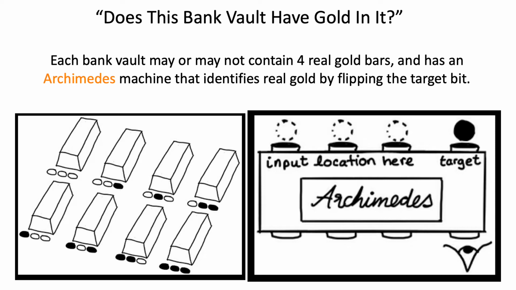Every vault has 8 gold bars, and so it has a 3-bit address, ranging from 000 to 111, or 0 to 7. And you can take 3 balls, white or black, corresponding to that 3-bit address of a particular bar. You can drop those 3 balls into the Archimedes machine along with the black ball in the target input. And if there's a gold bar at that address, the Archimedes machine will turn the black ball into a white ball. And that's how you know that's a real gold bar there. If it's not a real gold bar, then the black ball will just pass through without change.